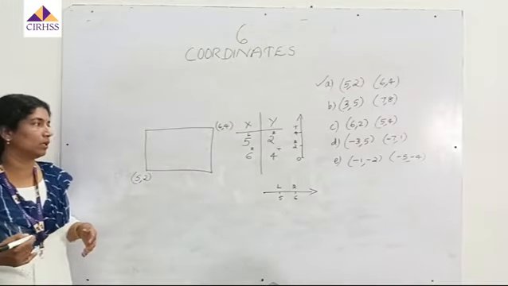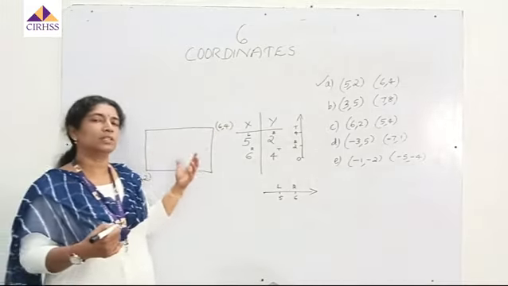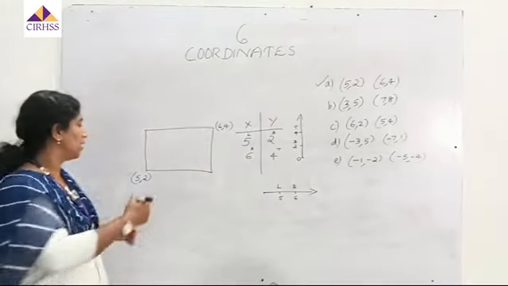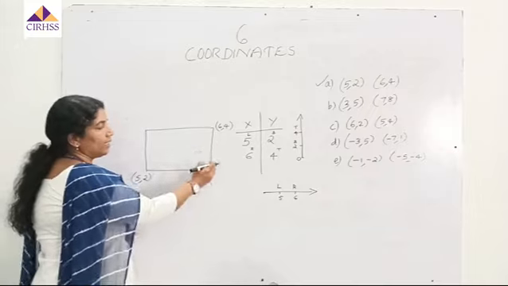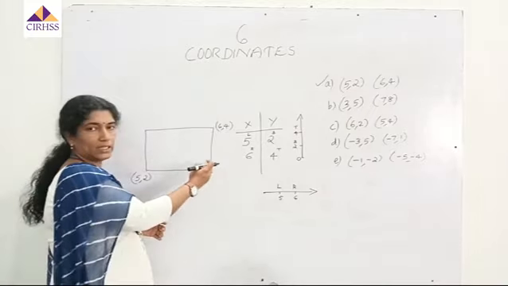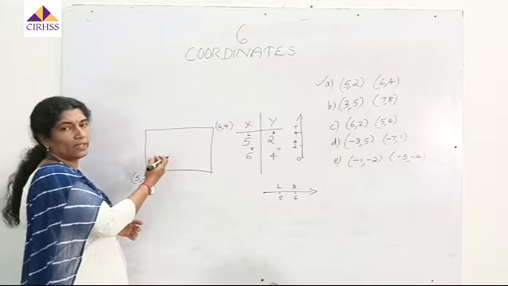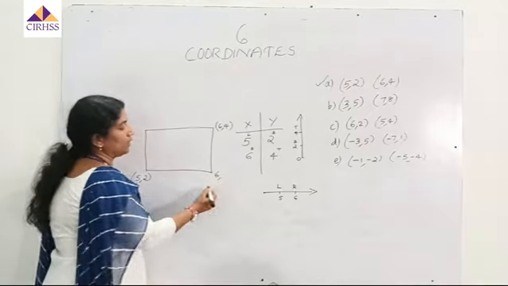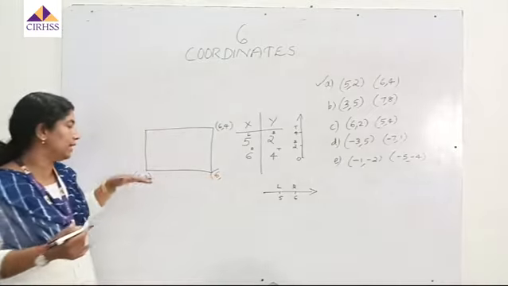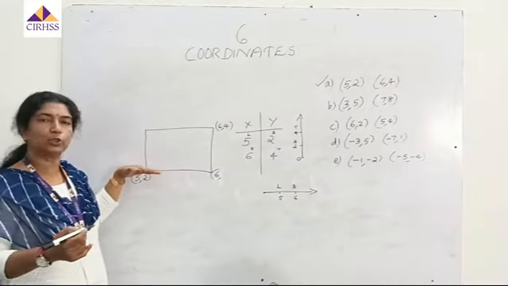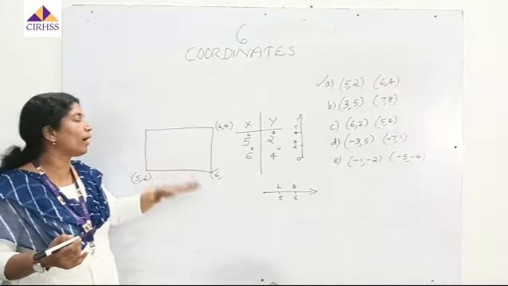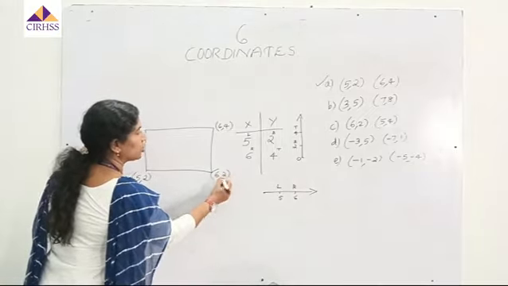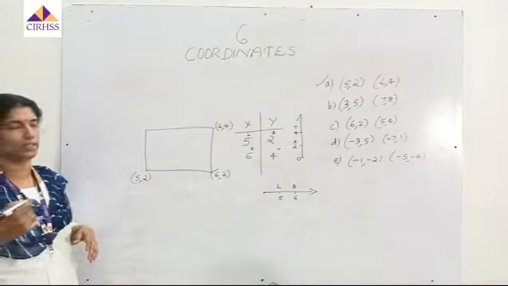Right top. Then we studied how to find the other two vertices. This line is parallel to the y-axis, so the x coordinates are equal, that is 6. And this line is parallel to the x-axis, so the y coordinates are equal, that is 2. 6, 2 is the coordinate.